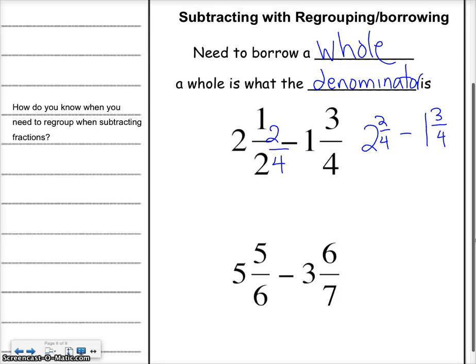If you can't borrow, you would say -1. But here I need to borrow. So since I can borrow, I'm going to say, hey, 2, give me a whole. And the 2 is like, fine. How many parts to the whole? 4 parts. So I already have 2 parts. I'm adding a whole more, so I have a total of 6 parts now. Remember this last year, maybe? So now I have 1 6/4 minus 1 3/4. 6 minus 3 is 3 over 4. I have no wholes left.